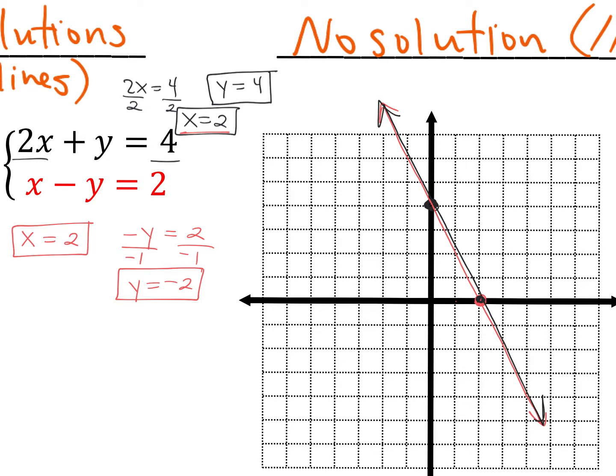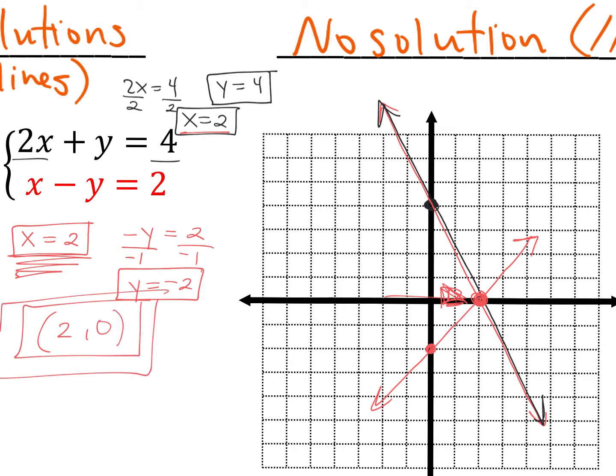The red line has an x-intercept of 2 right here. So there's your answer, right? Because it hits the same. And then y equals negative 2 is here. So here's my second line, which means my solution is what? Name that point of intersection. What is this point? 2, 0. So that's your answer. 2, 0 will be your solution. Okay. Any questions on that?